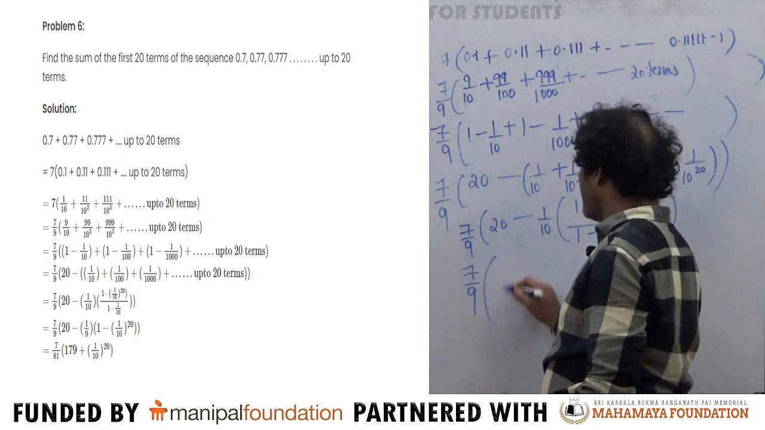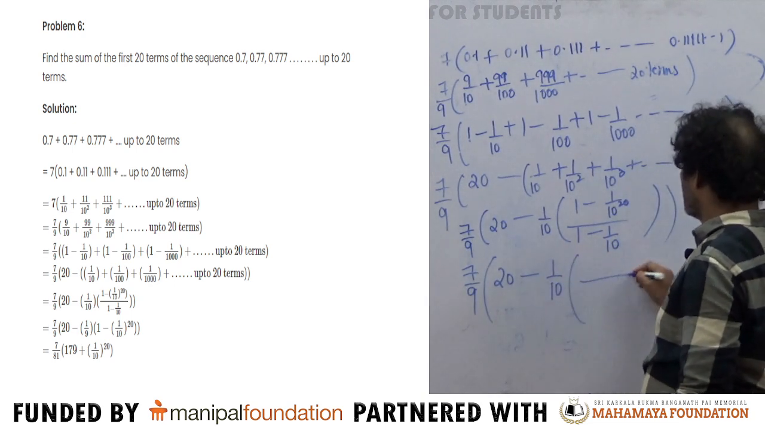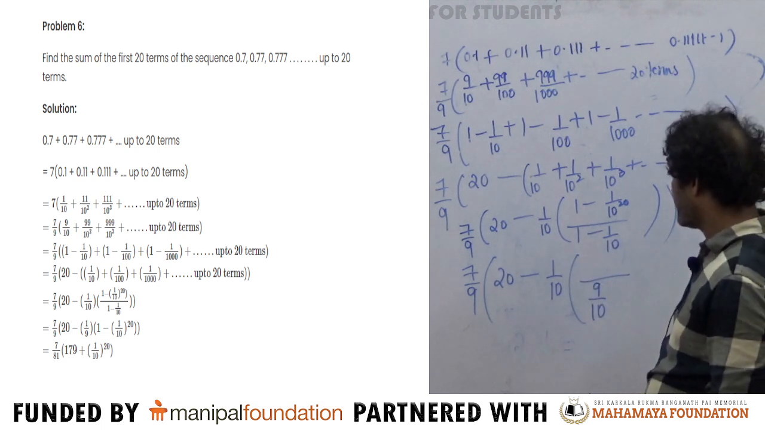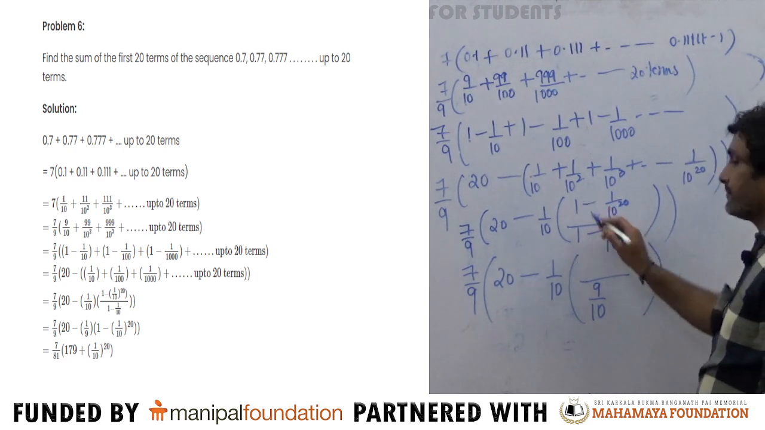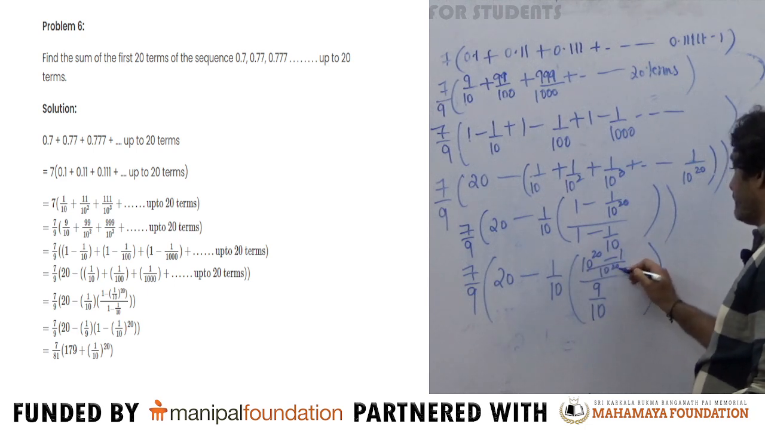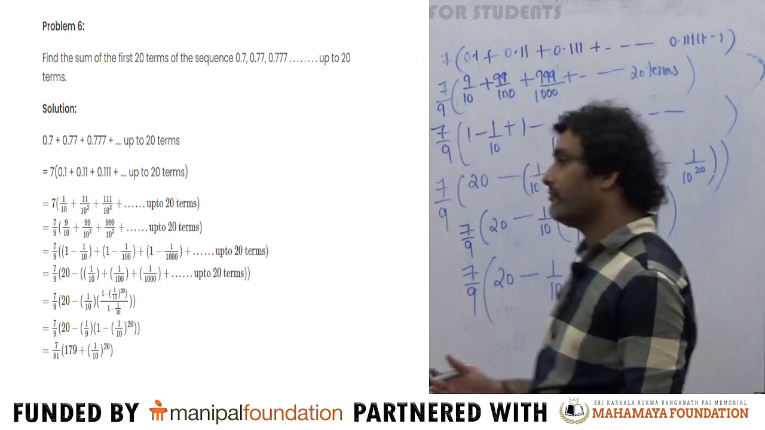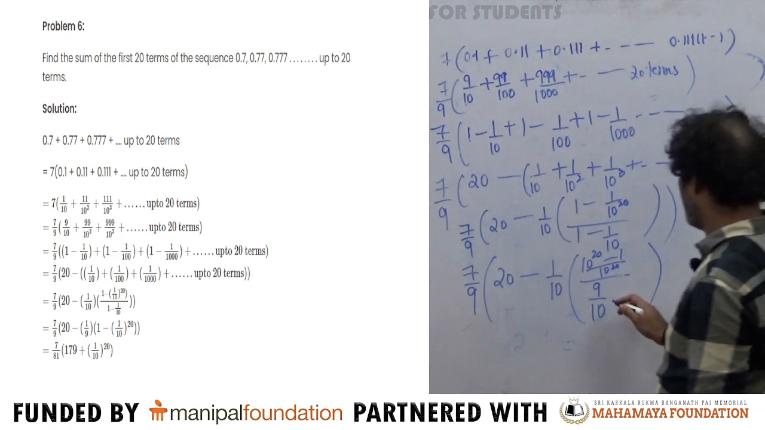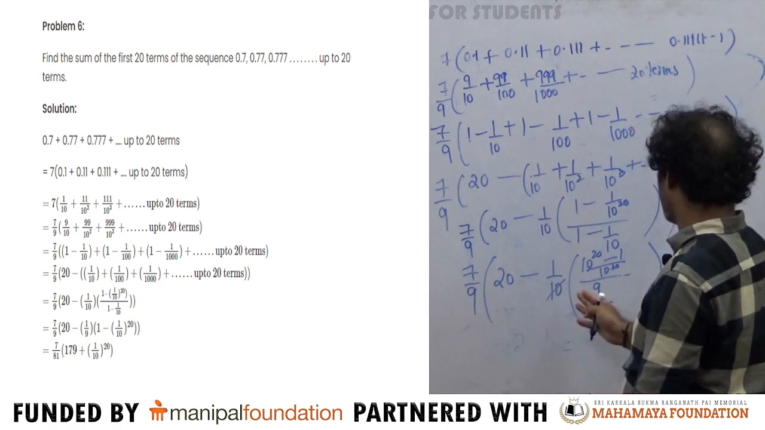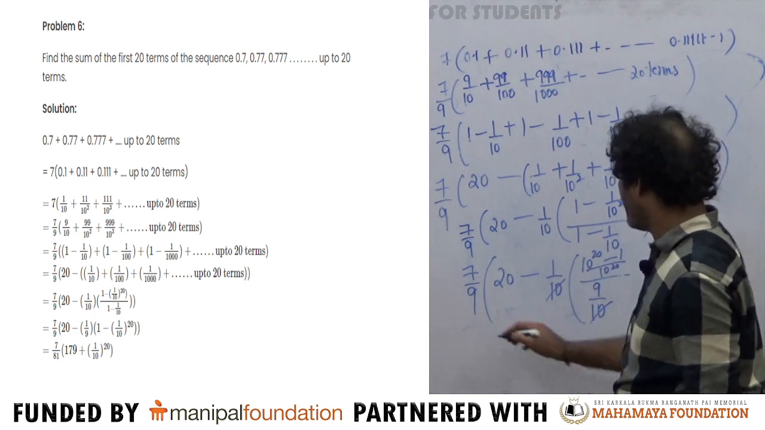7 by 9 into 20 minus, isn't it 10 minus 1? It will be 9 by 10. Correct, right? And here it is 10 to the power 20 minus 1 divided by 10 to the power 20. You get something like that. One more step, I think this and this will cancel, right? So, can we do something here? Nothing, right? You can just leave it up to this, okay?